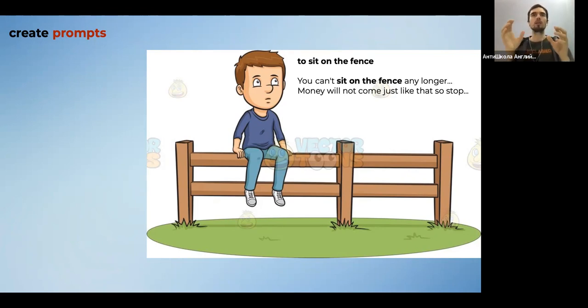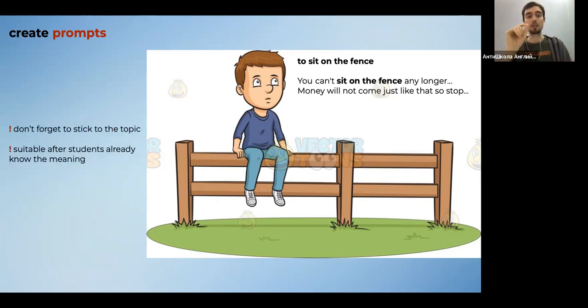It can be any topic, but as we already said and understood, it's better to stick to the topic. So for example, you can say, you cannot sit on a fence any longer. Let's do something, go and find a new job, earn some money. I forgot to say that this is suitable after students already know the meaning. When they already understand what sit on a fence is, you can do it like that. You can give them some ideas so they can think, put themselves in different situations and give you their examples based on your prompts. Money will not come just like that. So stop what, Ira?